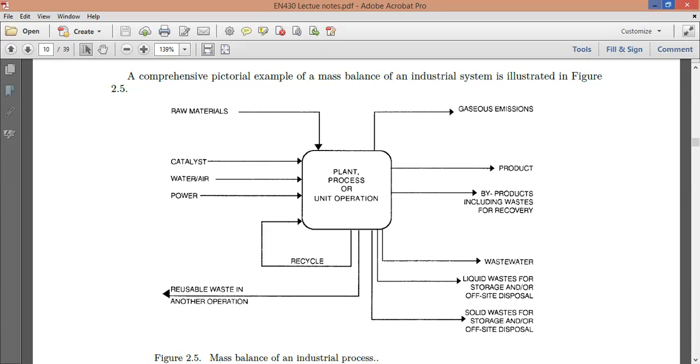It's done. It's not that it's not being done, but that's how a typical mass balance on a plant or for a process or unit operation is actually done. So everything has to be accounted for. Okay, you need to know what's going in, raw materials, and what is coming out. So all that has to be taken into account.